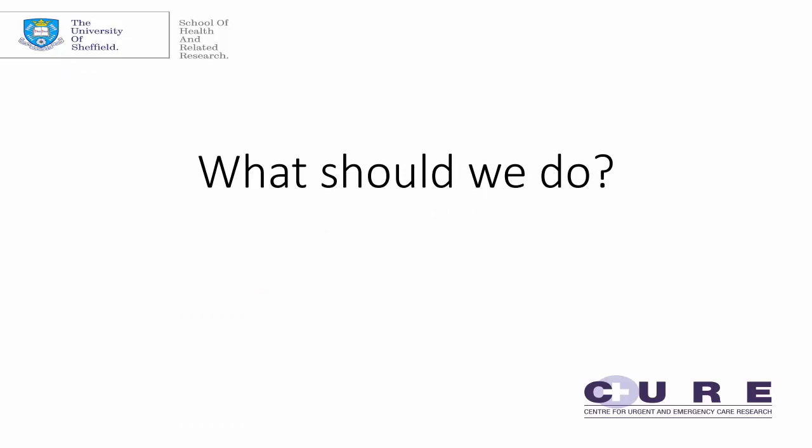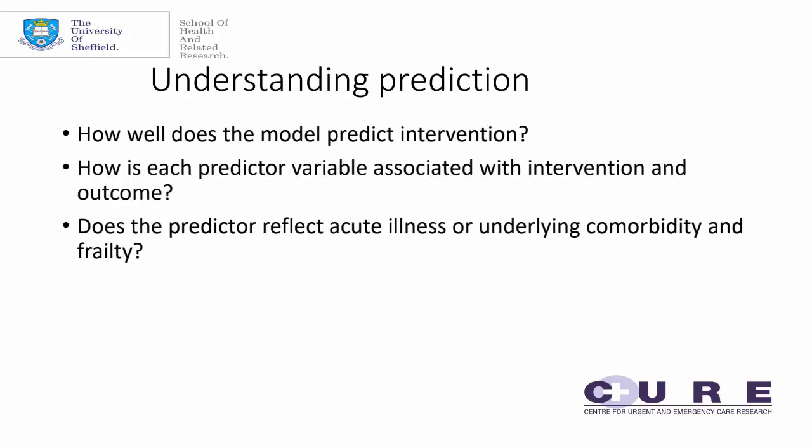So what should we do about it? Well, I'm going to take a user's perspective here for a moment, but then I will throw the floor open to any statisticians who want to tell us how they would solve the problem. I think what we need to do is understand prediction. We need to answer the question I started with, which is: what are we trying to predict and why are we trying to predict it?